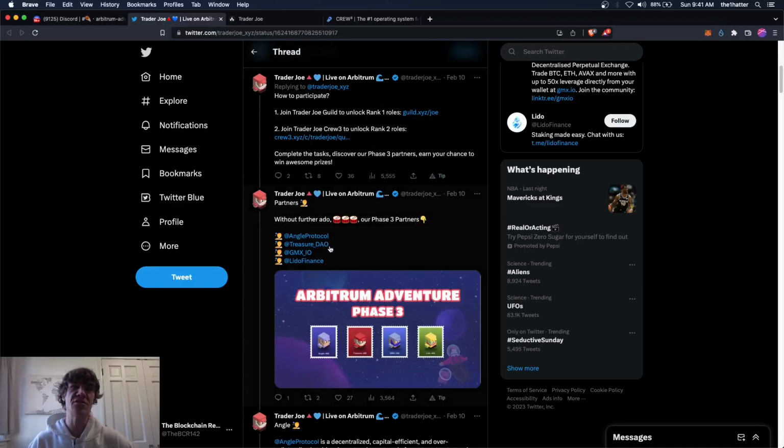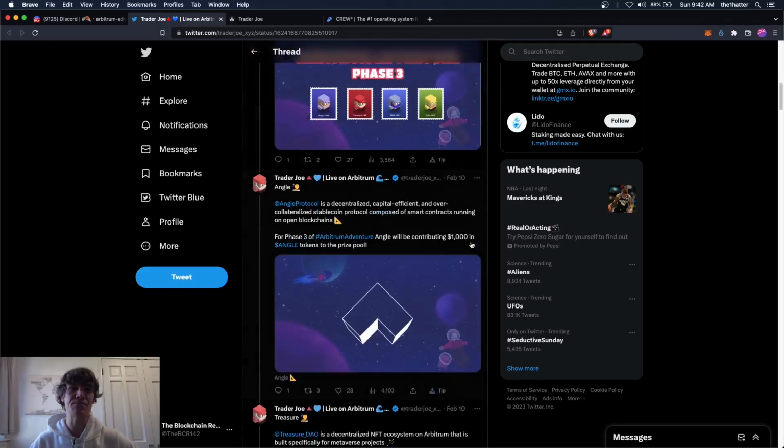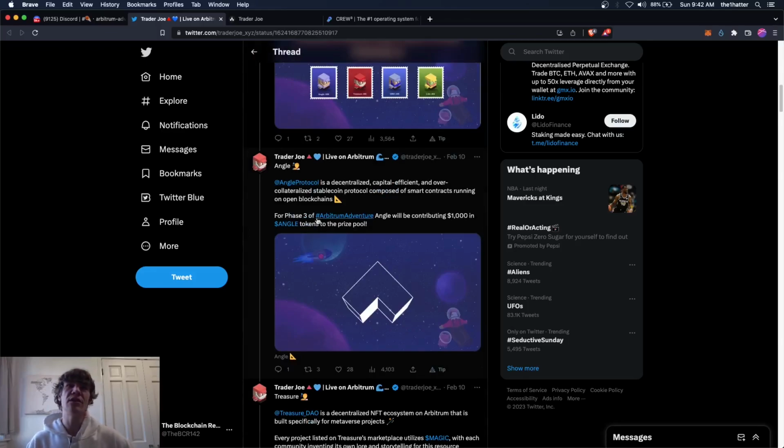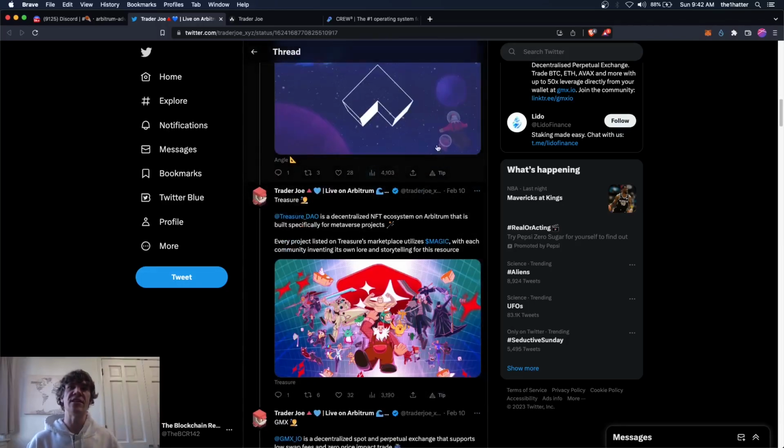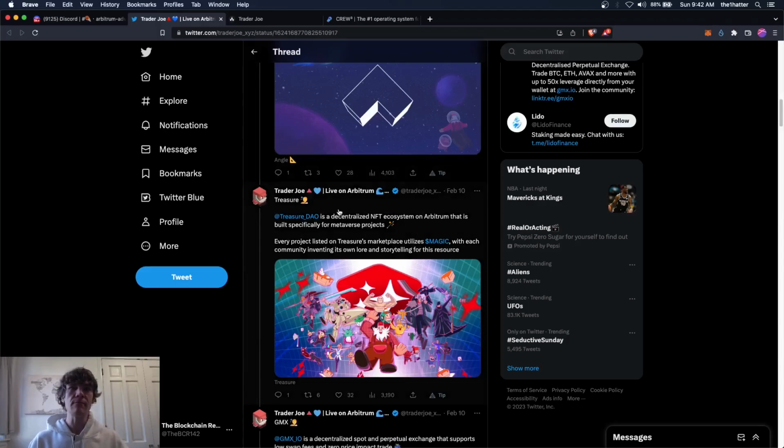The partners for phase three are Angle Protocol, Treasure DAO, GMX, IO, and Lido Finance. So what is Angle Protocol? It is a decentralized, capital efficient, and over-collateralized stablecoin protocol composed of smart contracts running on open blockchains. For phase three, Angle will be contributing $1,000 in Angle tokens to the prize pool. And we'll go into the details on the tasks for these protocols later. Treasure DAO is a decentralized NFT ecosystem on Arbitrum that is built specifically for metaverse projects.